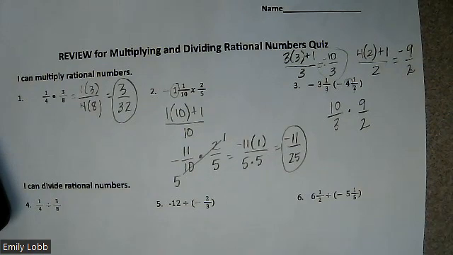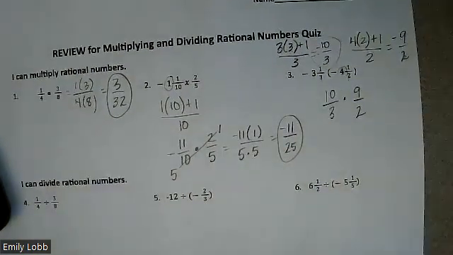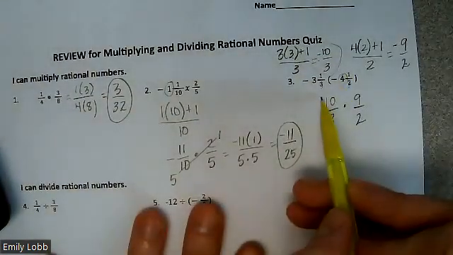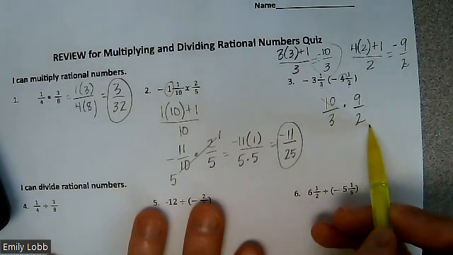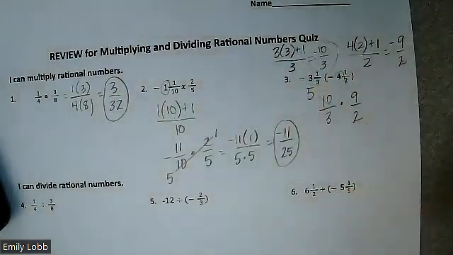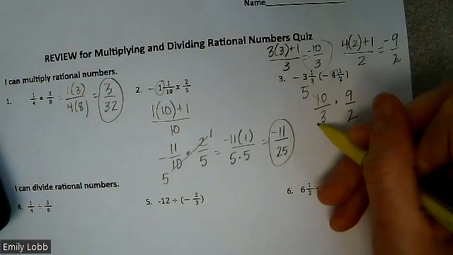Now, you could just multiply across the top, across the bottom, but you'll have to simplify your product, your answer, right? So it's often easier to look across your diagonals. The 10 and the 2, I notice they're both even, so I can divide them both by 2. What's 10 divided by 2? What's 2 divided by 2? Excellent.